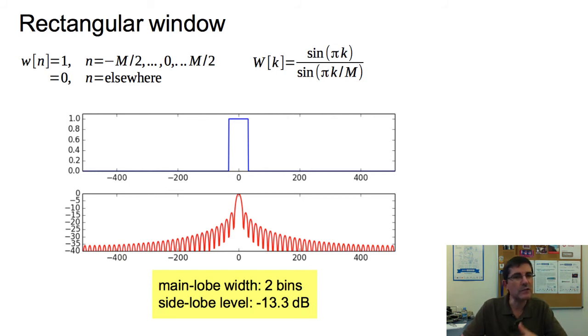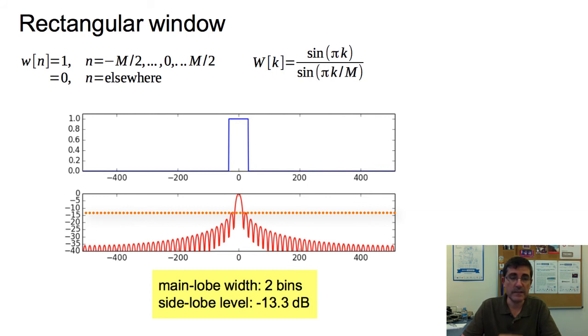But generally, since we do zero padding, the number of bins is higher. But this is because of the zero padding, and we normally do it in order to better visualize the shape. In fact, this shape has been generated with a lot of zero padding, so that we can have this smooth visualization. But strictly speaking, the number of bins that we refer to is two. And the highest side lobe level is minus 13.3 decibels.